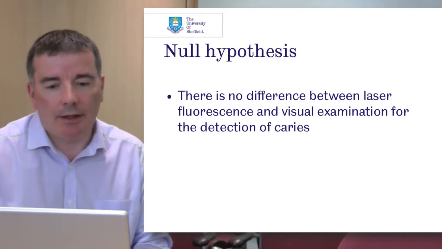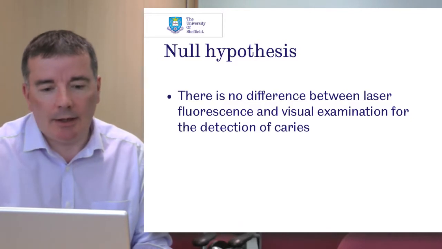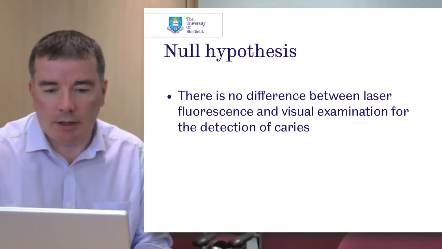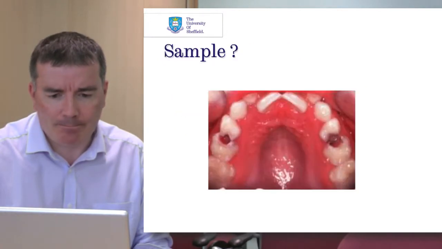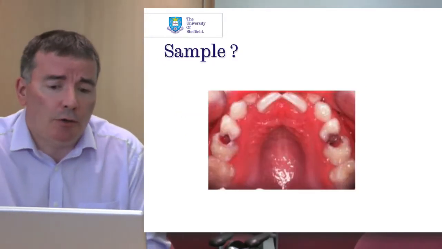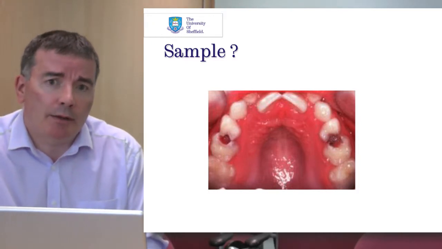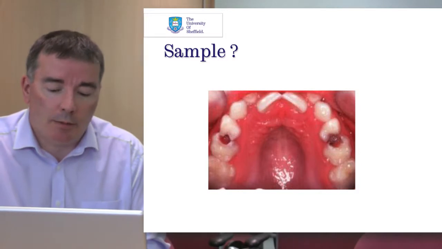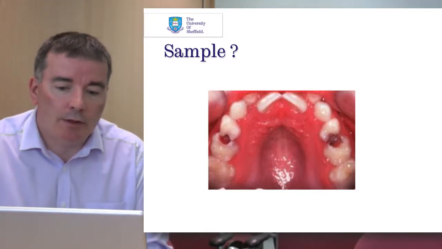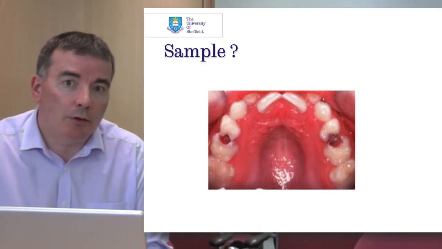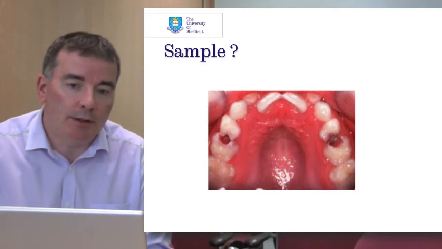So that would lead us to this null hypothesis: is there any difference between a laser device and visual diagnosis for caries detection? So I'm going to ask you to think about some of the previous modules you've done, and let's start by thinking about what factors we would take into account when thinking about the sample for this study. I'll just give you a few moments to do that, and then we'll talk through the things I think we should consider.